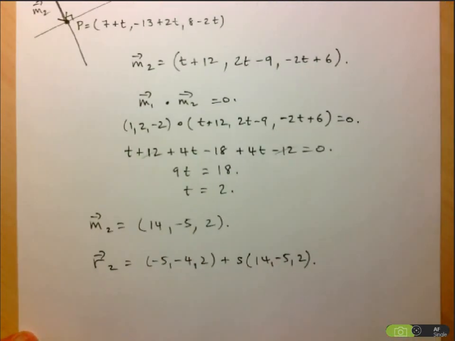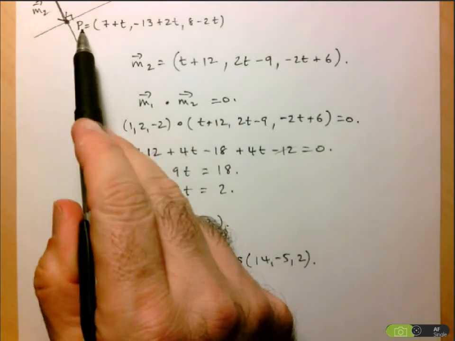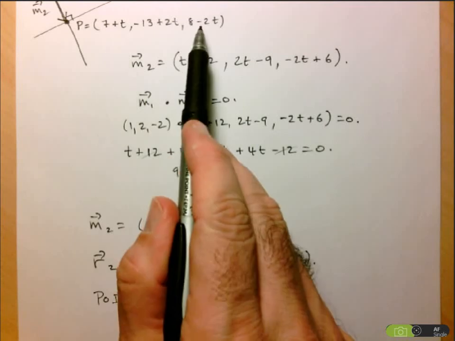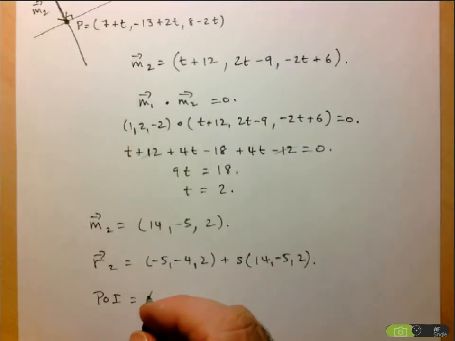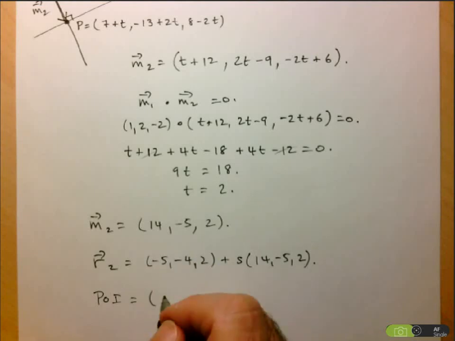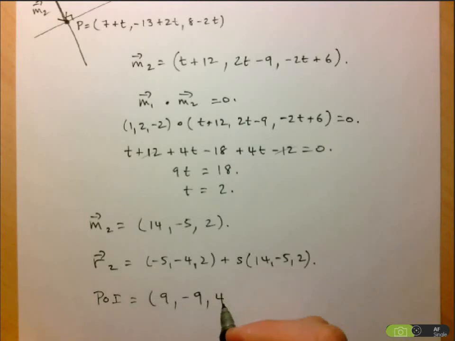Now they also want the point of intersection. That's just given now by this set of coordinates here. We've got t equals 2, so 7 plus 2 is 9. Then -13 plus 2 times 2, 4, so that's -9. And then 8 minus 2 times 2, so 8 minus 4 is equal to 4. And there we go. We have the equation of the line, and we have the point of intersection.